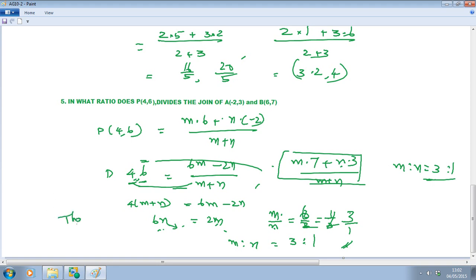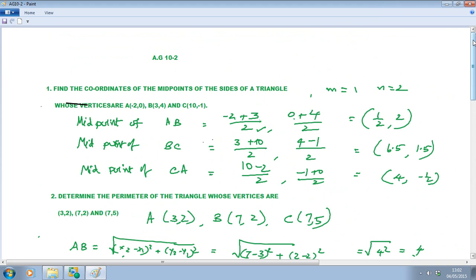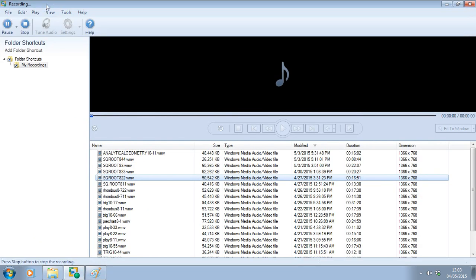Please repeat the problems. So what we have to remember: we know the coordinates. Applying the formula, you can find out the distance. If you know the distance, you can find out the area. Slope, you can find out. If you know the slope, you can find out other things.